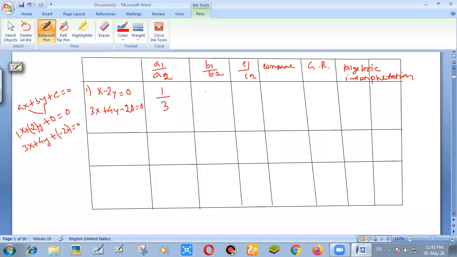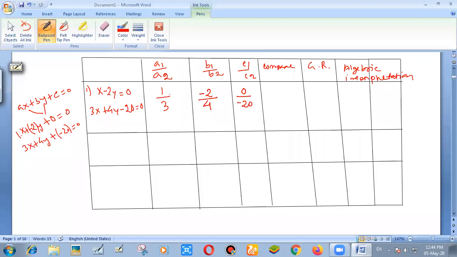Dipjyoti, tell me, what will be the value of B1? 2, minus 2 by 4. Yes, good. Excellent. Then what will be the value of C1? Bhaswati, tell me. Sir, 0. Good. And C2, Dixita, tell me. Sir, minus 20. Yes, good. Minus 20. Now see here.